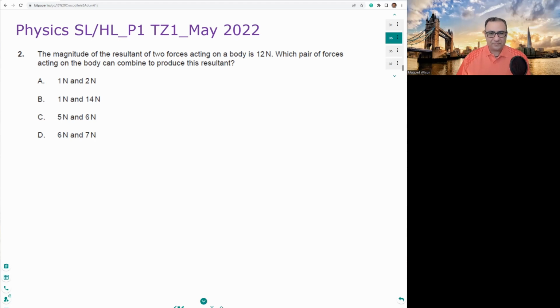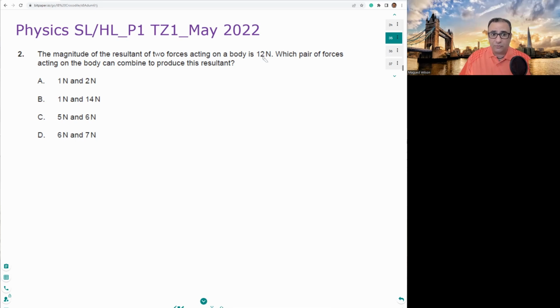Hi, let's have a look at another question, paper 1 question. This question came in May 2022, time zone 1 for both standard level and high level, the same question, question number 2.